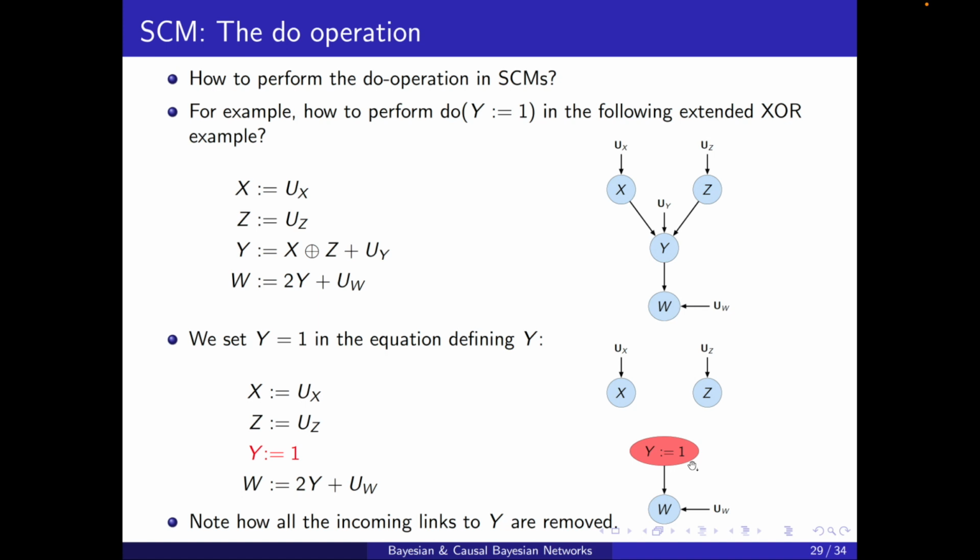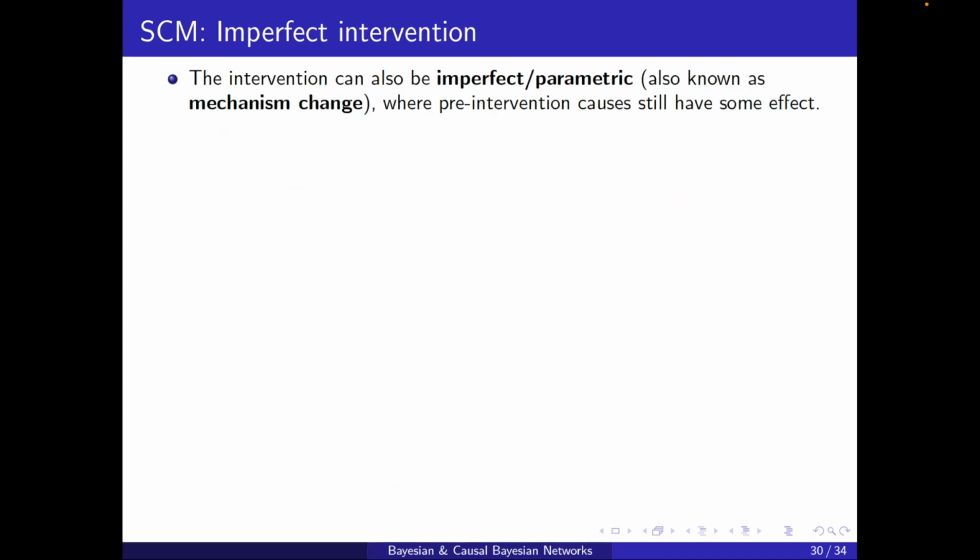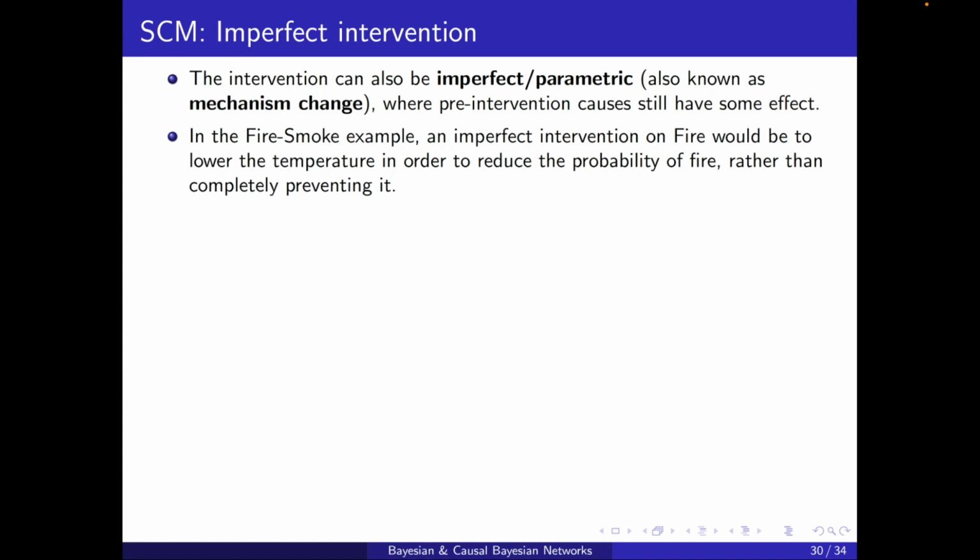And, the same story, I have again a causal graph, I can answer queries and so on. Right? Now, also note that intervention can also be imperfect or parametric. An imperfect intervention is also known as a mechanism change, where pre-intervention causes still will have some effect. They're not completely removed. And we can cover this in an SCM.